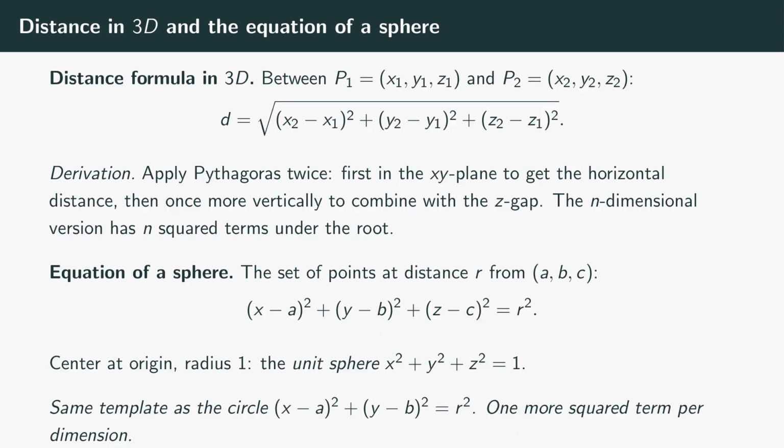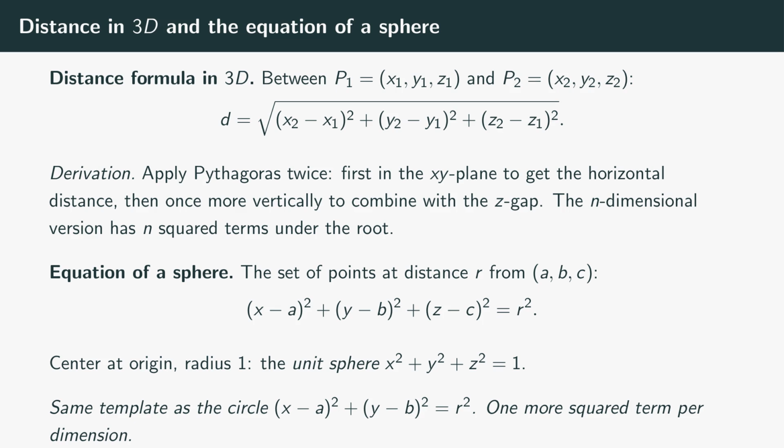The distance formula in 3 dimensions is almost exactly the formula you already know from the plane, with one more squared term under the square root. The distance between the points x1, y1, z1, and x2, y2, z2 is the square root of the sum of 3 squared differences, one for each coordinate. Why does this work? Apply Pythagoras twice.